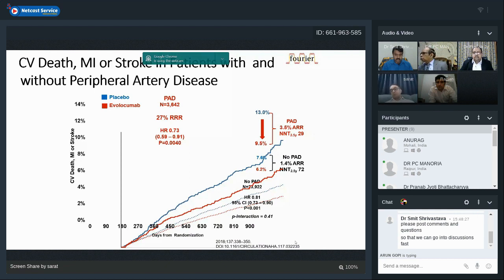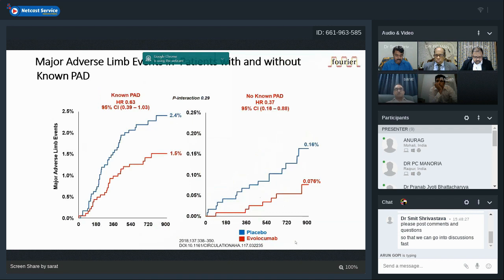So probably peripheral artery disease patients are one group who should definitely be advised to take PCSK9 inhibitors along with statin, because the benefit in this group is substantial. Not only is there a reduction of CV death, MI or stroke, even the limb events have been shown to be highly significantly reduced. You can see here on the left side, the curves demonstrate that in those patients who have non-PAD, the major adverse limb events are markedly reduced compared to placebo. Even those patients who did not have PAD at the beginning of the study, the major limb events are reduced, but the reduction is far greater in those patients who had peripheral artery disease at the beginning.